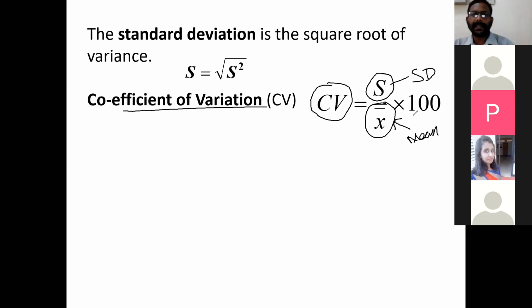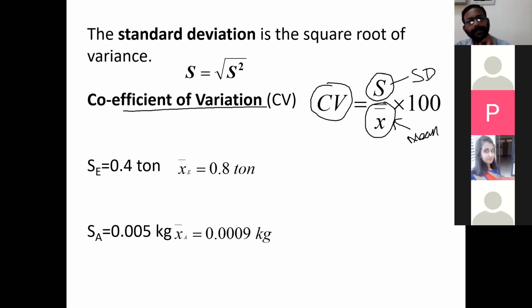So this is the relationship. Actually, it is standard deviation divided by the mean, which is called the coefficient of variation. Now I have an example. I am taking two animals. One is an elephant, right?